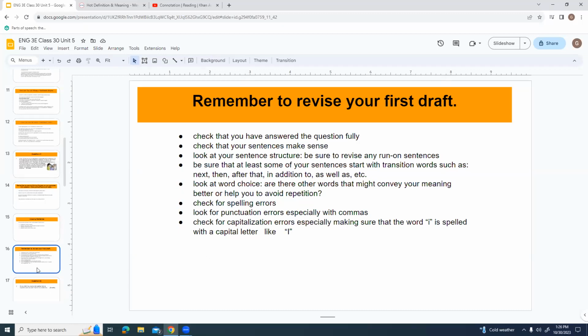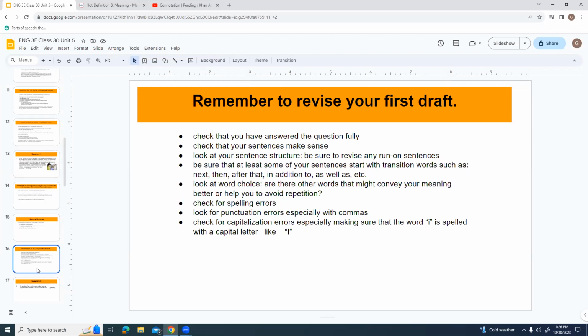Look at the word choice. Are there any other words that might convey your meaning better or help you to avoid repetition? Think about the work we did today about connotation versus denotation. Look for spelling errors. Check for punctuation errors, especially with commas. It's one of the big areas we're having issues with.